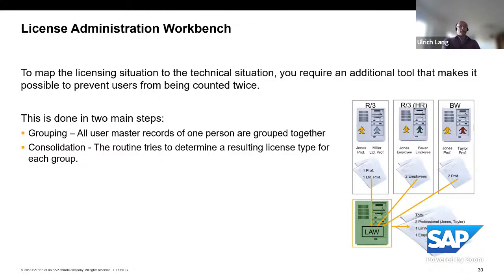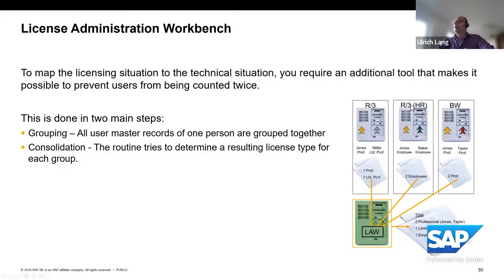The licensing situation is that you pay a license for one person. The technical situation, apart from the license types, is that you may have different technical systems, and in each system, a particular person may have a user master record. And therefore, we require a tool that makes it possible to prevent those users from being counted twice.